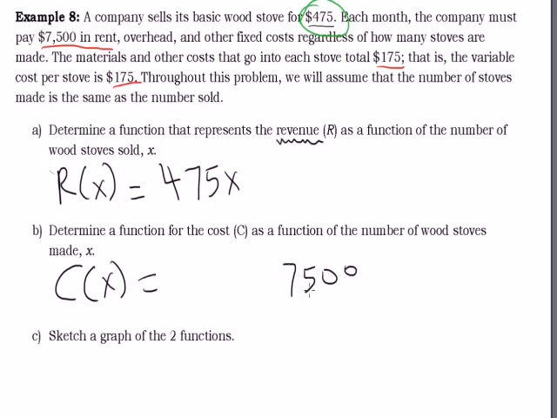It just sits around. The variable costs depend on how many wood stoves I make. In this case, we're making x wood stoves, so each extra stove costs another $175 to make. The variable costs contribute $175 per stove, or 175x. So the cost function should be 175x plus 7,500.